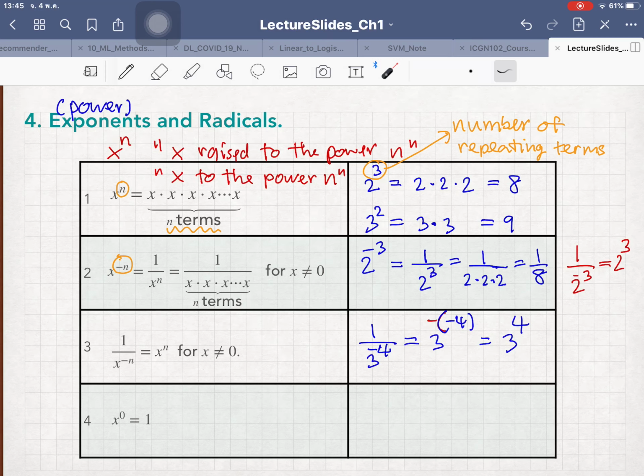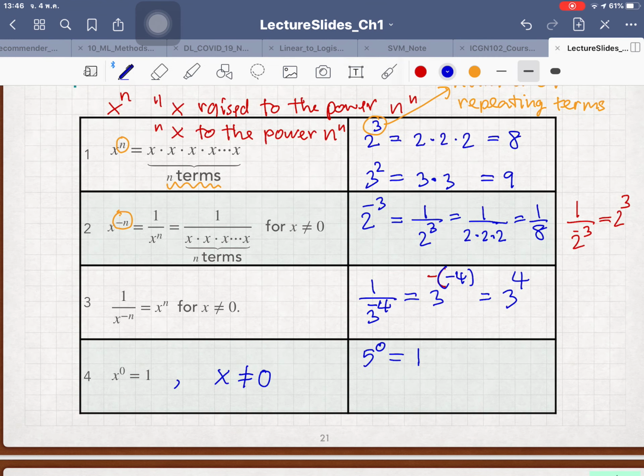All right, the next rule is whenever you have x to the power 0, it will give you 1. In this case, x cannot be equal to 0. So for example, if you have 5 to the power 0, you can put right away that this term must be equal to 1.